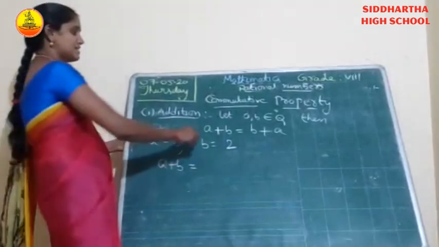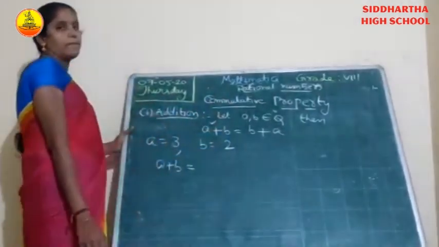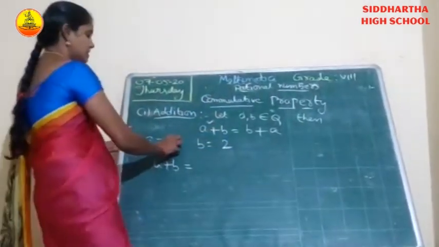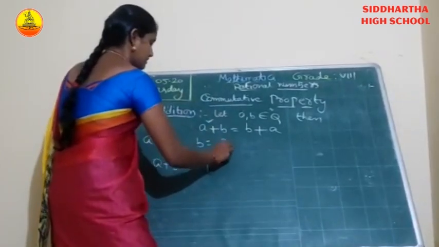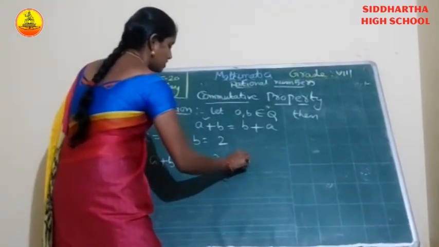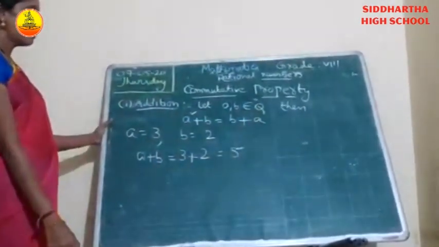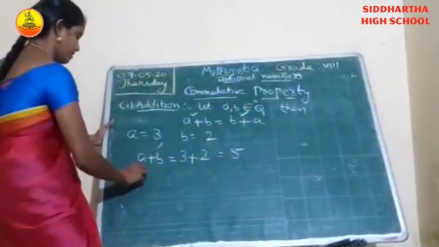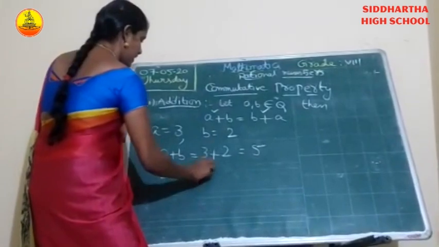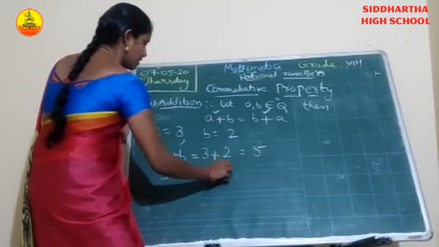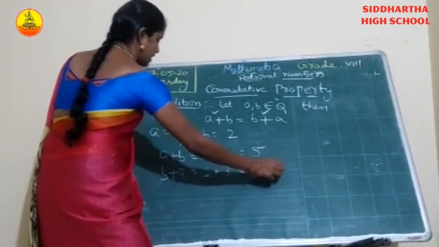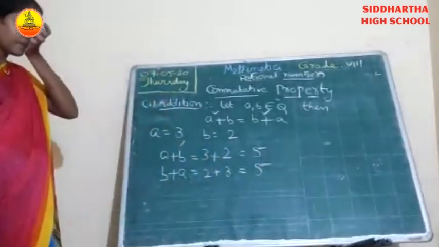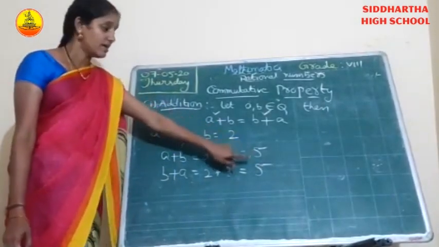First you take LHS, A plus B. A value is 3, B value is 2. 3 plus 2 how much? 5. Now you take B plus A, the RHS. B value is 2, A value is 3. 2 plus 3 how much? 5. So here also you got 5.